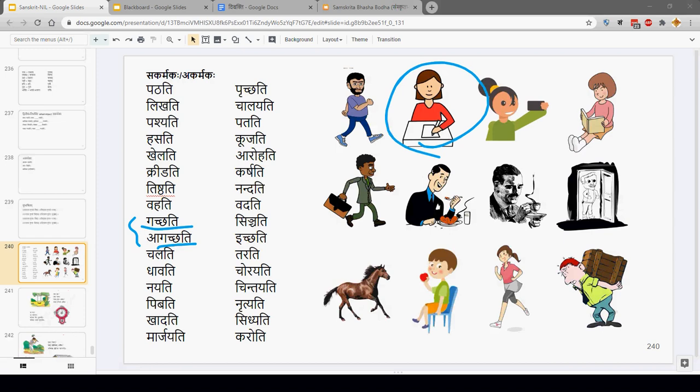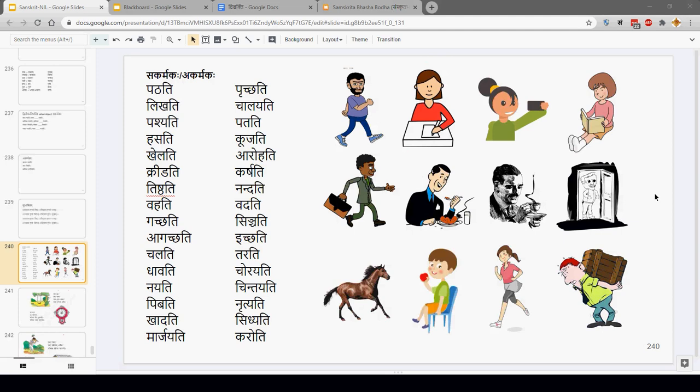Balika vidyalayam agacchati. I am already at the school and I want to say the girl is coming to school, so I say balika vidyalayam agacchati. Okay. Any question on this? No. Okay. Next.